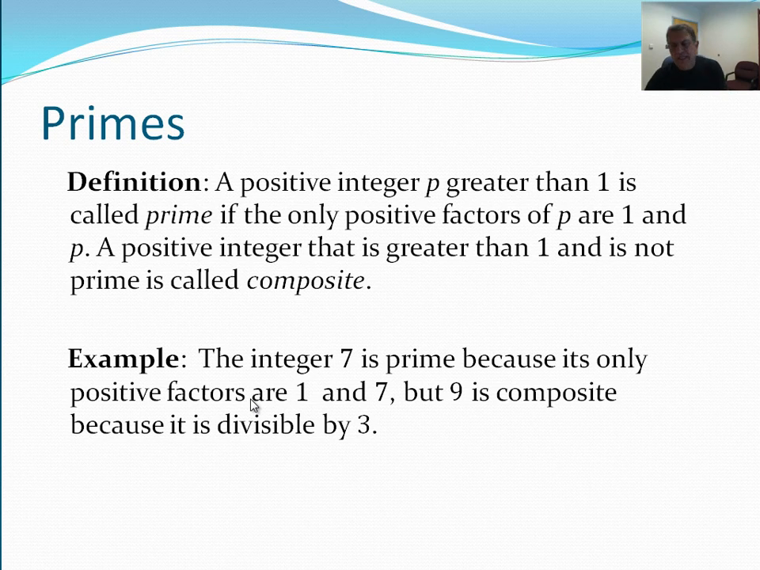A positive integer p greater than 1 is called prime if the only positive factors of p are 1 and p itself. I'm going to bring up the document camera. I want to write some of this down to make sure that we are clear on this topic.